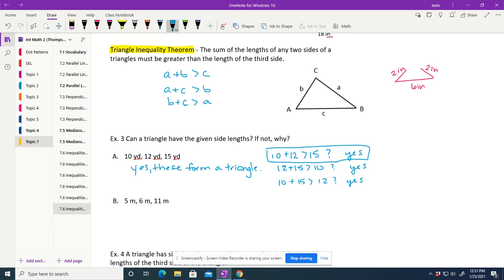So for my next one, I check. Is 5 plus 6 greater than 11? No. It's equal to. And equal to does not form a triangle. So no. 5 plus 6 equals 11. When any two sides added together must be greater than the third side.